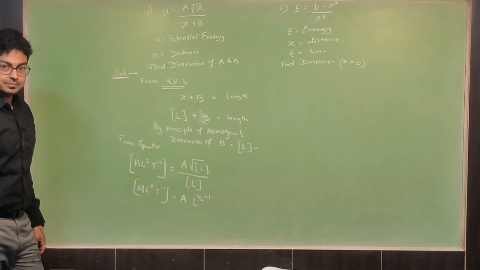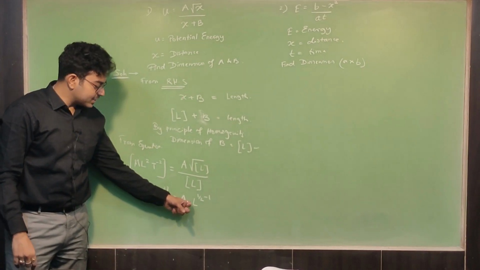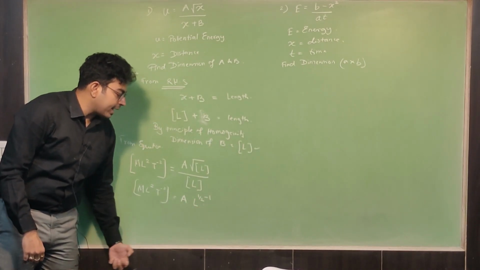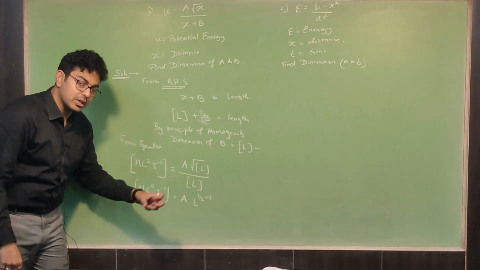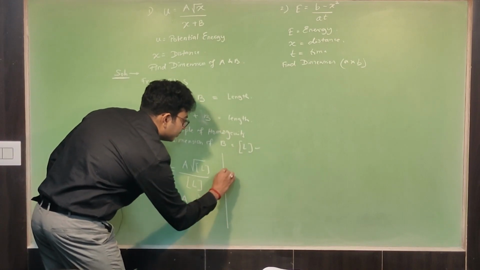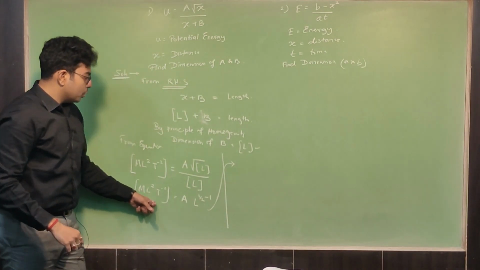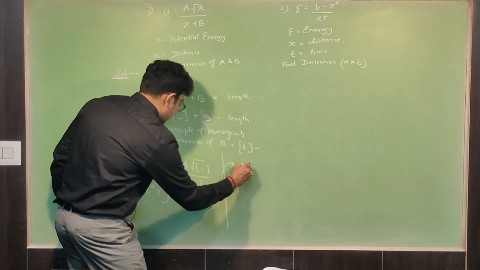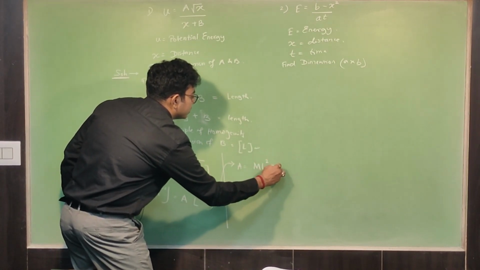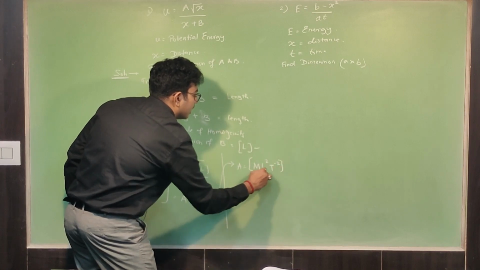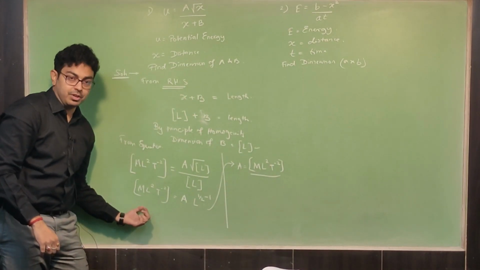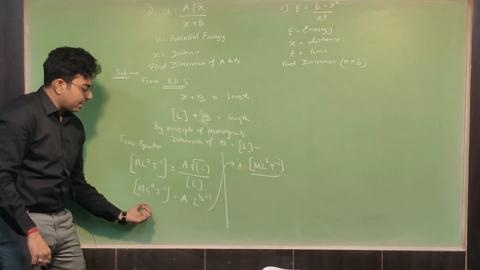Minus 1. Yes, we are having what? Minus 1. So that means we are getting A L to the power minus 1, which means half minus 1 means half. So if I am writing over here, just see, we can have dimension of A will be ml square t to the power minus 2, and this L to the power minus half will come over here.